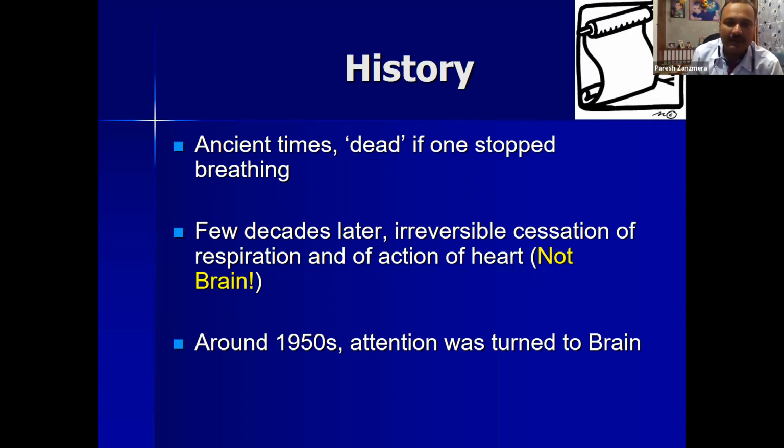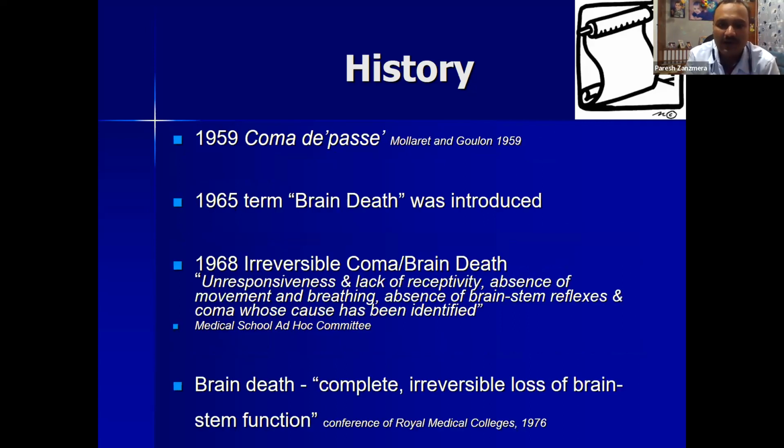Initially people thought that if somebody stopped breathing, they were termed dead. But over a period of a few decades, they realized that the heartbeat is also very important in deciding whether the patient is still alive or dead. So irreversible cessation of respiration as well as action of the heart would be termed death of the person. Until then, nobody was bothered about brain death, or the brain was not included. But around the 1950s, attention was given to the brain: if certain functions of the brain do not work, the changes become irreversible and the patient would die.